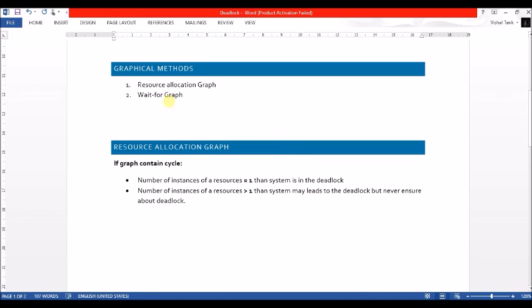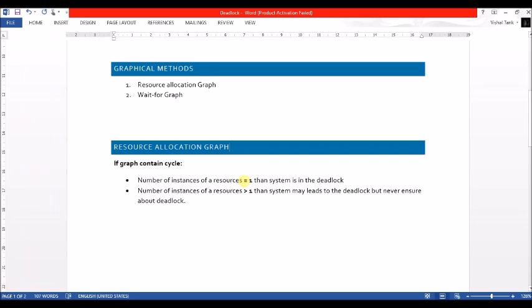In the previous lecture, we learned about graphical methods. There are two types of graphical methods: resource allocation graph and wait-for graph. We learned about the resource allocation graph, and we saw that if the graph contains a cycle and the number of instances of a resource is equal to 1, then the system is in a deadlock.